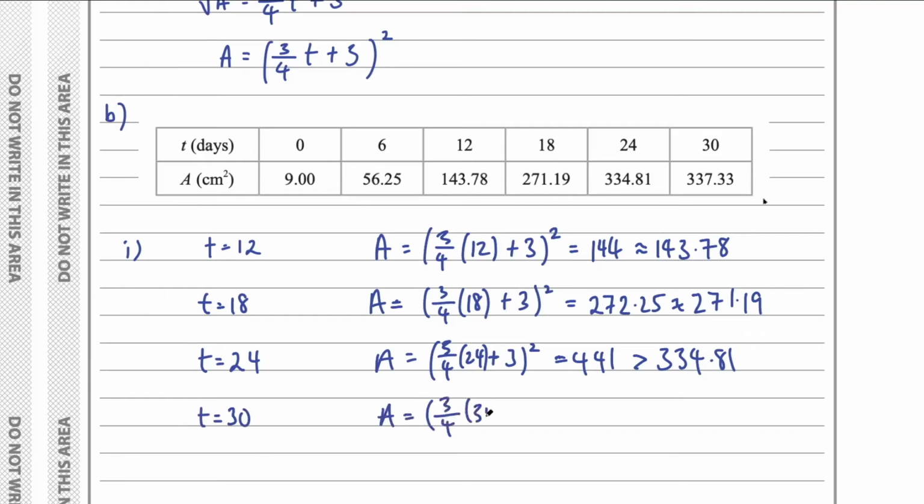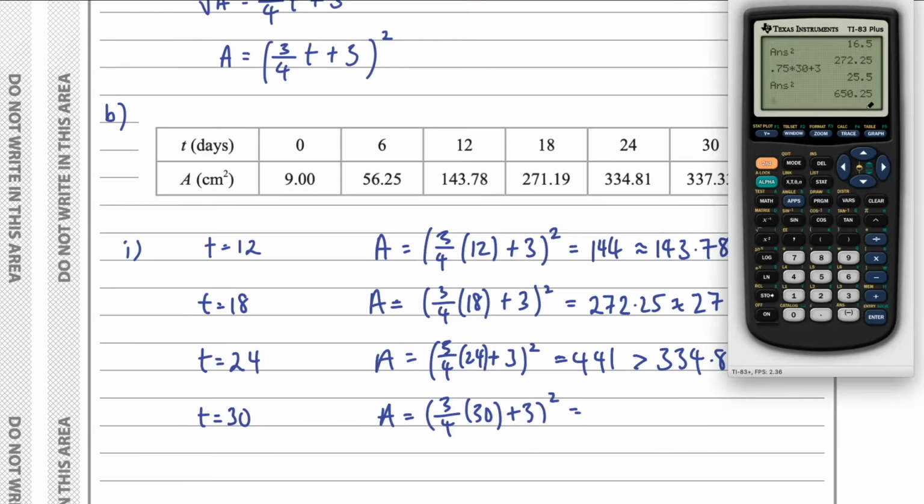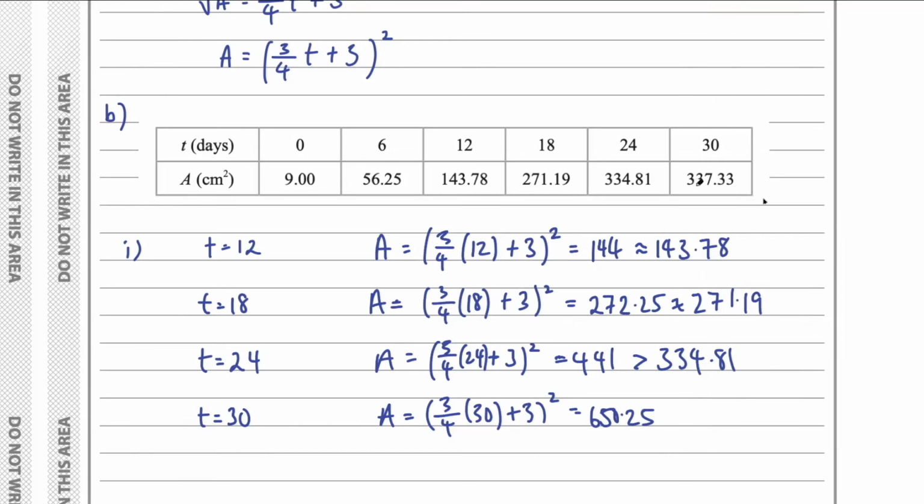And then t equal to 30 is our last one we have to check. 3/4 of 30 plus 3. Let's go to the calculator. We get 650.25, and that's clearly much larger than 337.